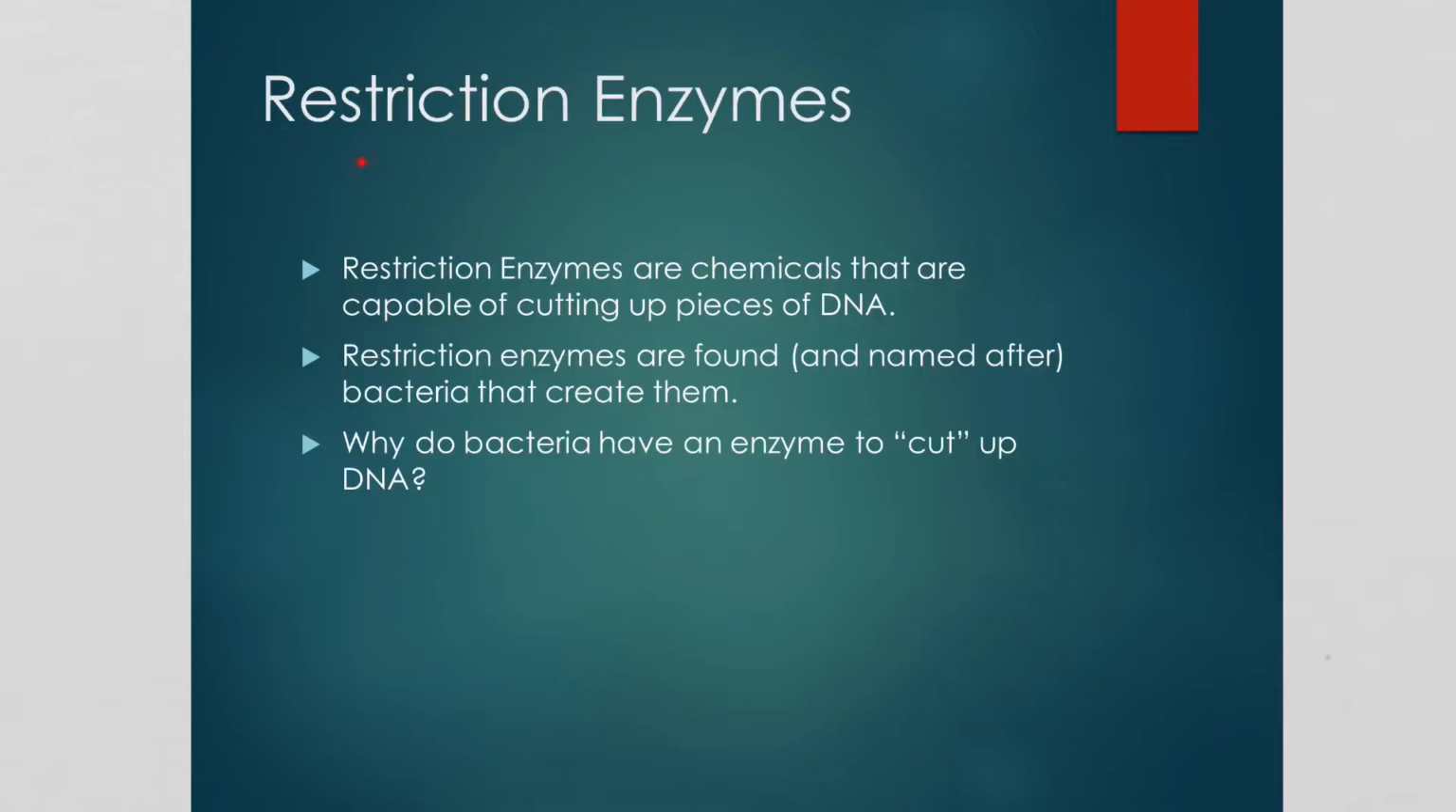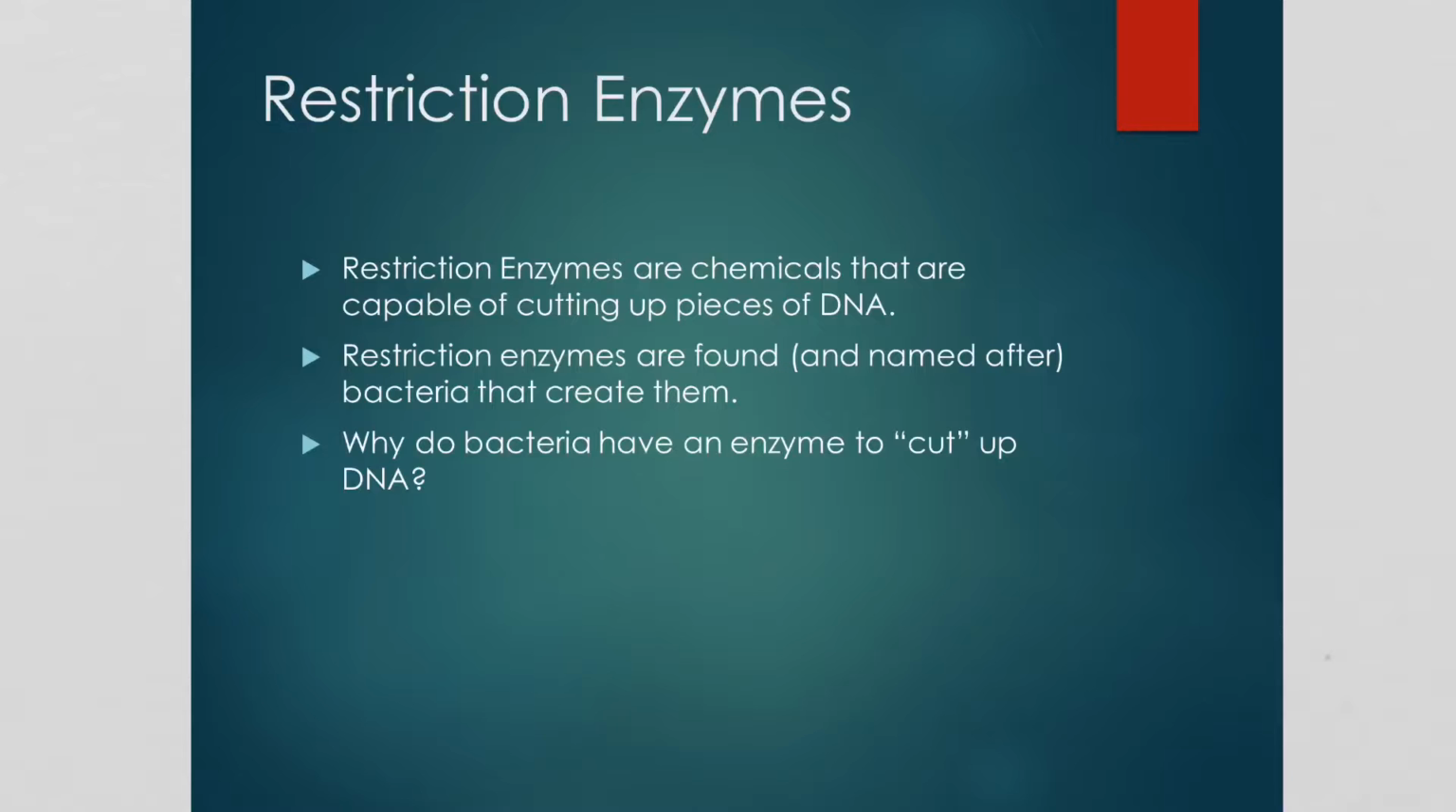So to do that, I said we're going to use something called a restriction enzyme. And restriction enzymes are chemicals that are capable of cutting up DNA. Restriction enzymes, you're going to find out, are naturally occurring. They exist in bacteria. So you're going to see the restriction enzymes have all these weird names. They're named after the bacteria that they're found in.